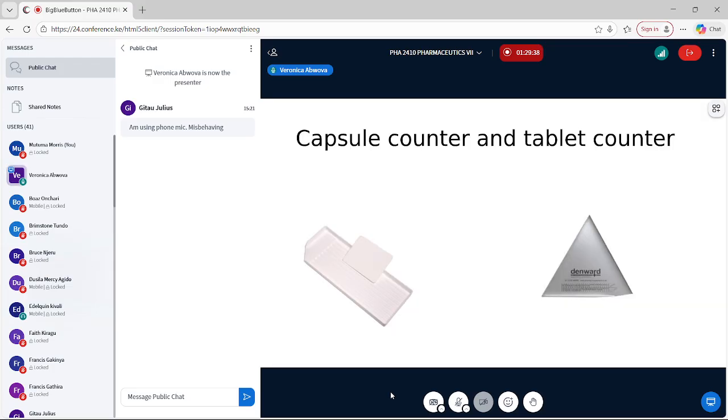So this is a tablet counter, okay? You can see this one is grooved so that if it's capsules, they are not rolling all over the place. You have this that you use to move the tablets, then you count them and pour them into whatever container you need.